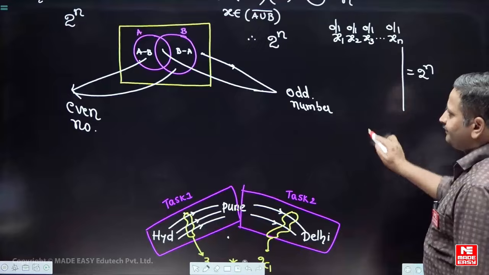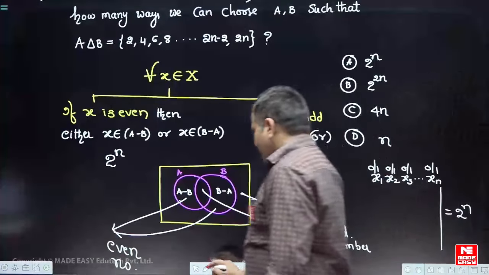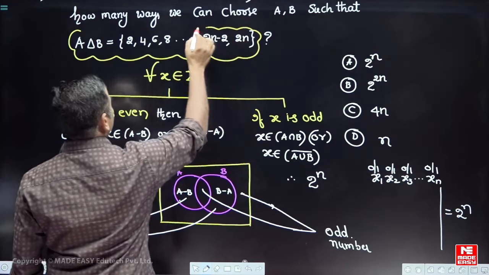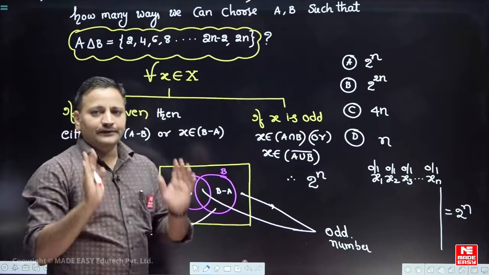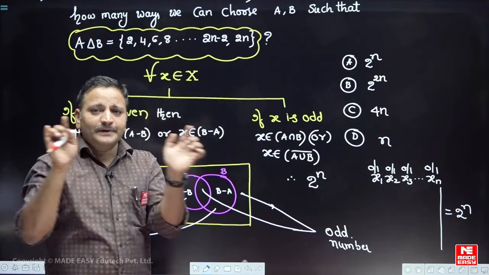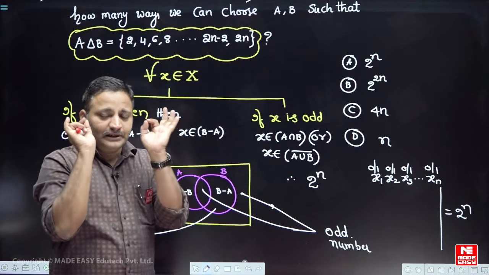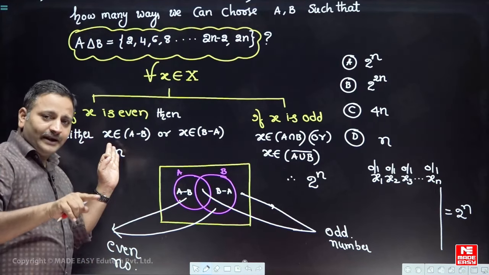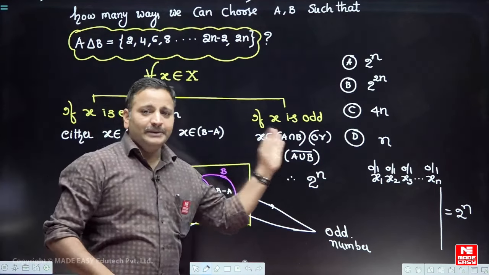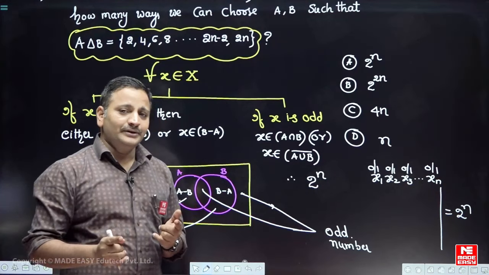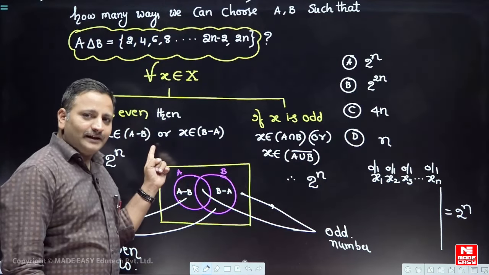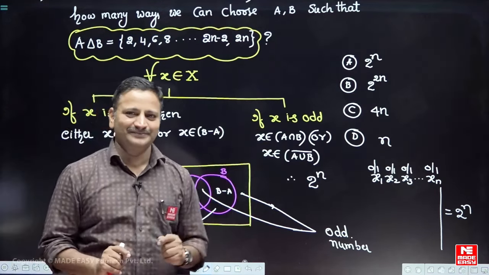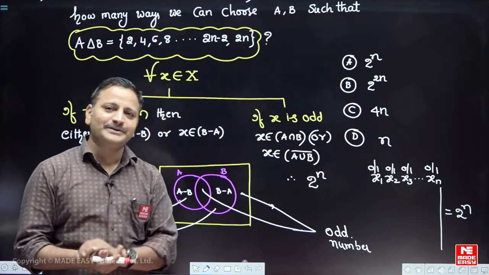In this example, what is your task? Your task is placing all even numbers into A delta B. Correct, friends? Your task is you have to get all even numbers into A delta B. But we finish the task by placing even numbers into A delta B followed by the remaining odd numbers into the remaining places. You may ask the question, sir, after placing even numbers in A delta B, why do you want to bother about odd numbers? Obviously, it is a common question asked by students, right?